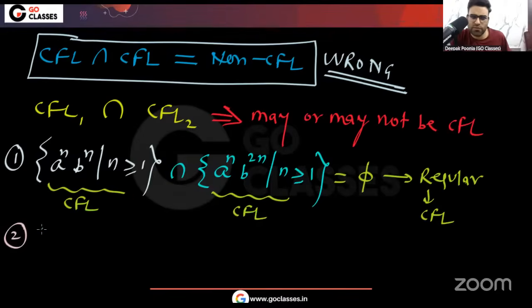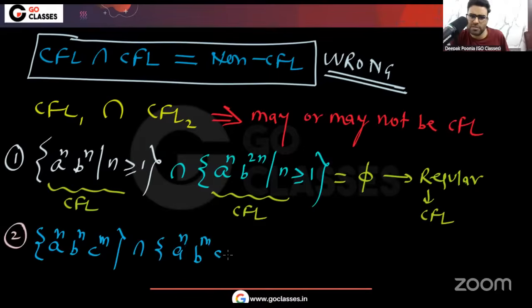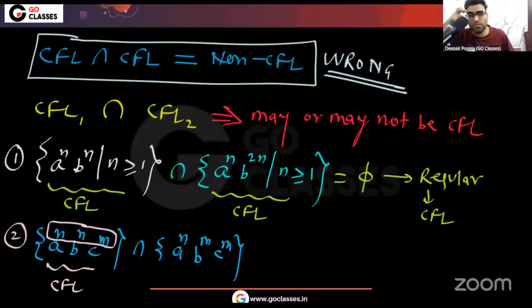For example, consider a^n b^n c^m intersection a^n b^m c^m. Consider the intersection of these two CFLs. Here you can notice that each language is also CFL. Assume n, m are greater than or equal to 0. Remember, in the theory of computation subject, when the range of the power variables is not given, by default it is greater than or equal to 0. So here n, m are greater than or equal to 0.